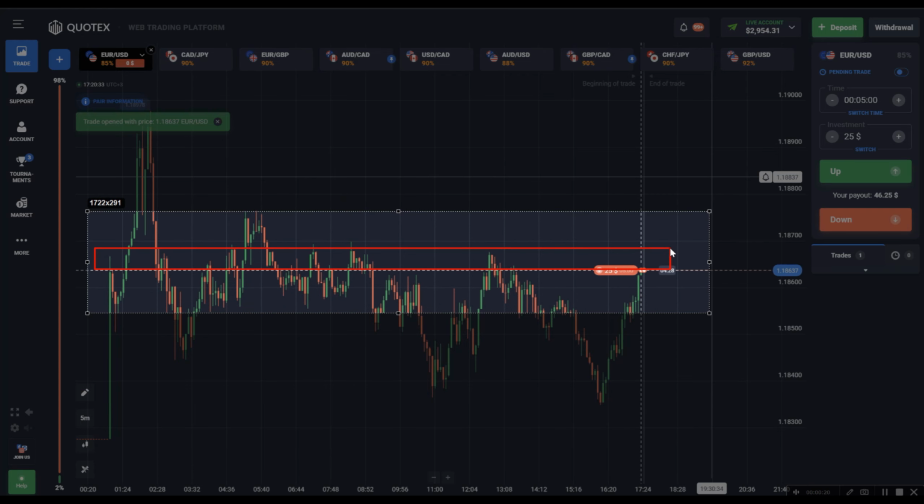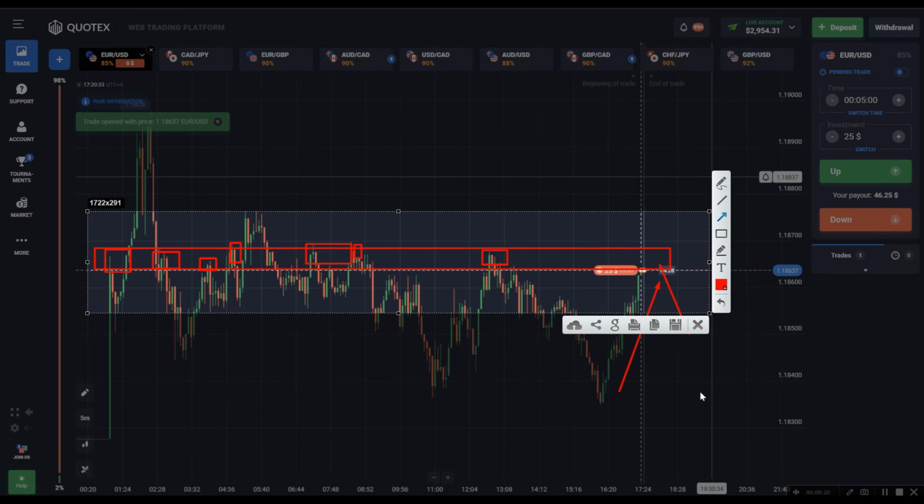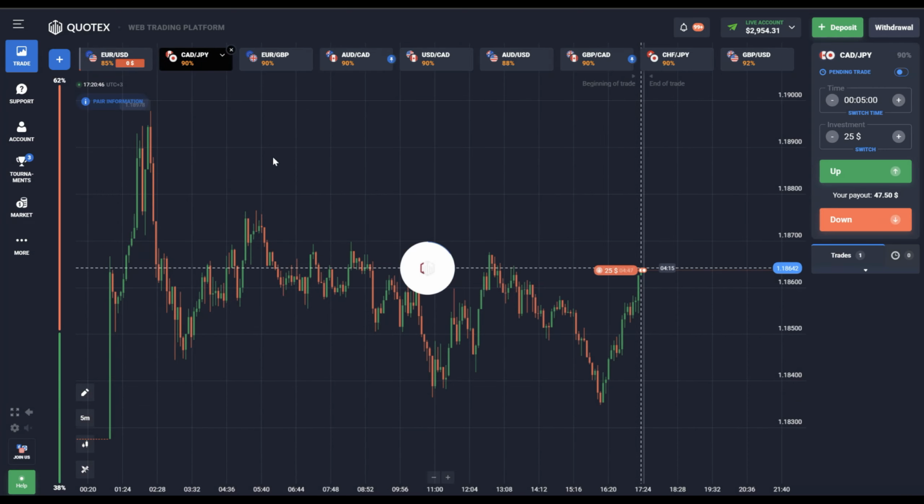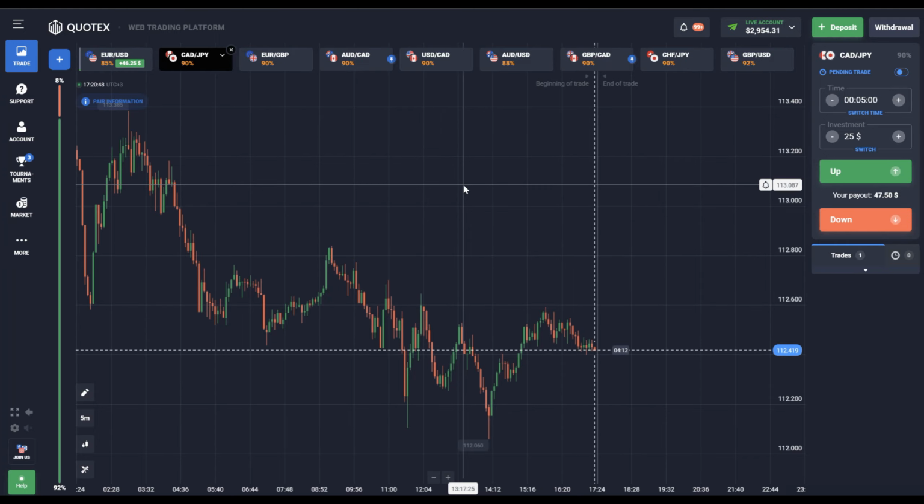The resistance zone is clearly visible. There have been many reversals from this zone. Right now, the price reached this zone on an impulse, so I'm opening a reversal trade. Right here, I'm initiating a new trading position on the Canadian dollar and Japanese yen.